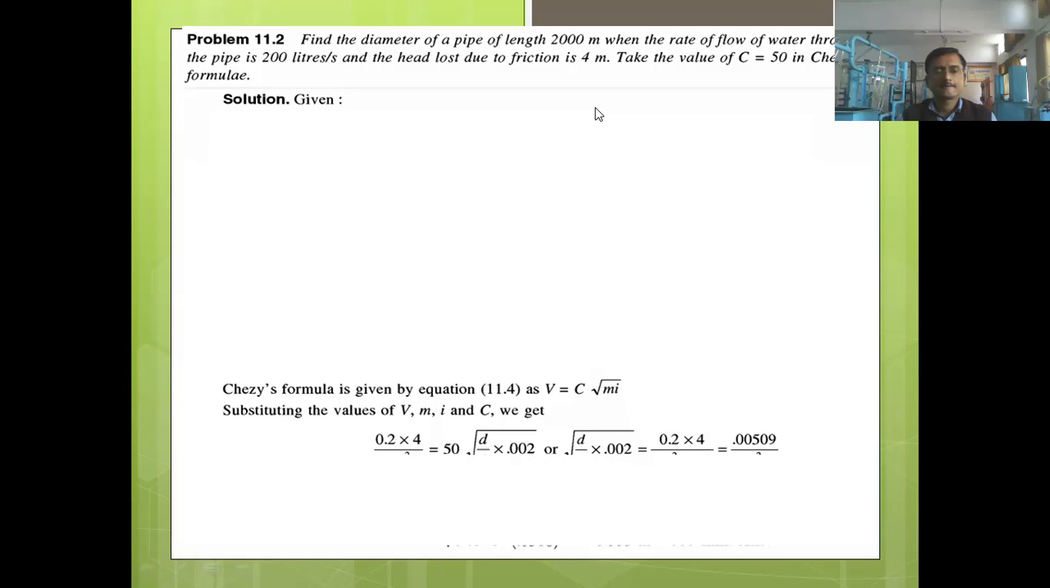And head loss due to friction is 4 meter. Take the value of C is equal to 50 in Chezy's formula.